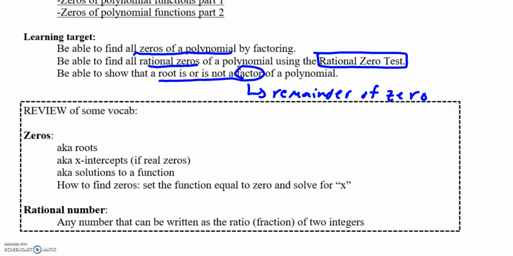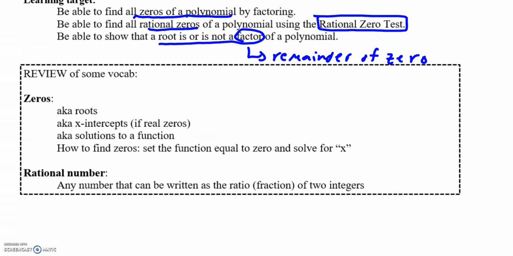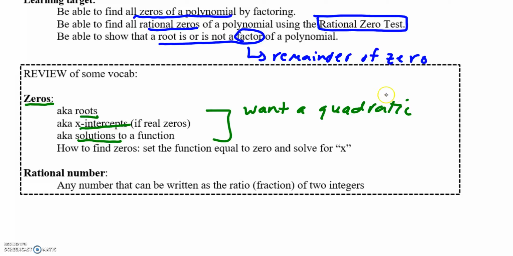So some vocab review before we start. As you know, based on Unit 7 and so far in this unit, zeros have other names: roots, x-intercepts, and solutions. And a lot of the time when we wanted to find a root, an x-intercept, or a solution, we wanted to have a quadratic. So I'm going to write a note here that we want a quadratic in order to solve.